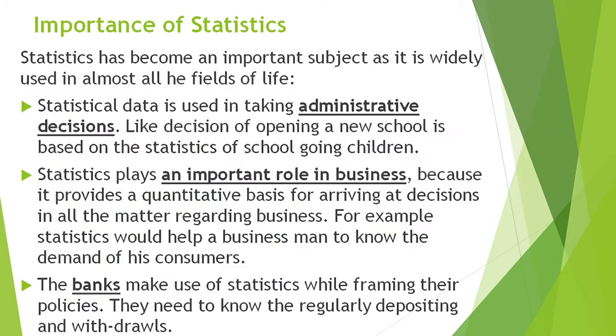Okay, importance of statistics. Statistical data is used in taking administrative decisions, like the decision of opening a new school based on statistics of school going children. So for administrative decisions, statistical data is used, because we need to know the demand of a new school. If we are opening a new school, we need to know the demand. And how will we know the demand? If we know the statistics of school going children, then we can open the new school there.